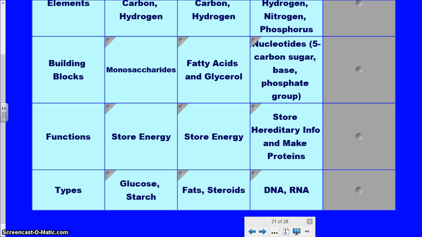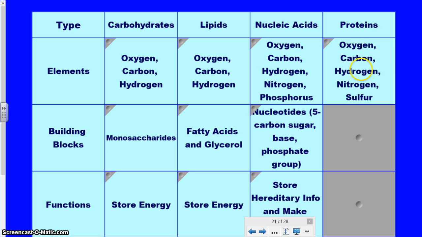Okay, our last group are proteins. Proteins, like the other ones, contain oxygen, carbon, and hydrogen. Also contains nitrogen, and some proteins contain sulfur. Their building blocks are called amino acids. There's 20 different amino acids. The protein is composed of a bunch of these amino acids linked together. They're held together by polypeptide bonds.